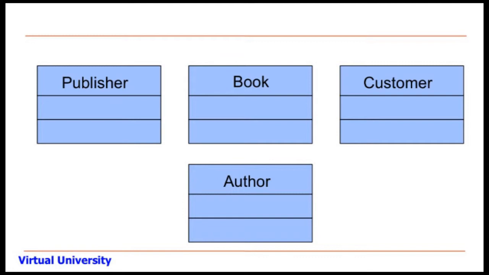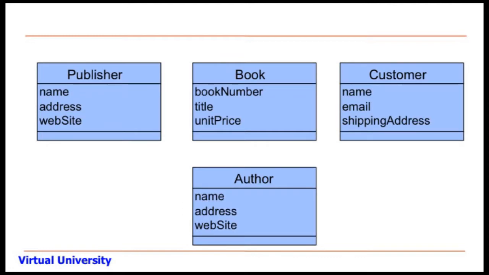A publisher, a book, a customer and an author, and they have certain properties. So we can start to think about the properties, and again, as you flesh out the textual descriptions of what you want to do, you'll be able to pick out those properties. A publisher will have a name, an address, maybe a website. For the book, the book number, the ISBN number, the title of the book, the unit price are going to be important. For the customer, their name, their email address, perhaps a shipping address. Similarly for an author, name, address, website might be useful properties to have.